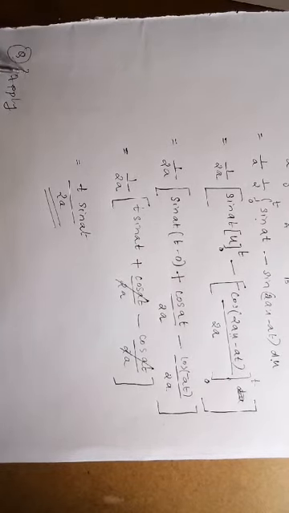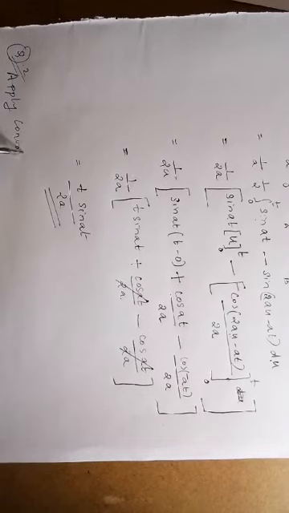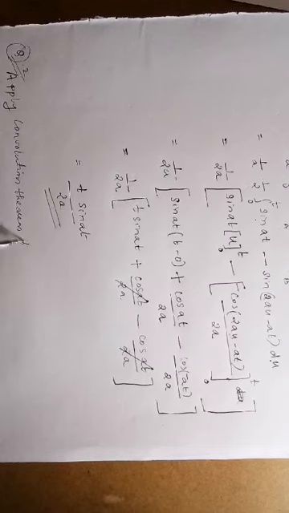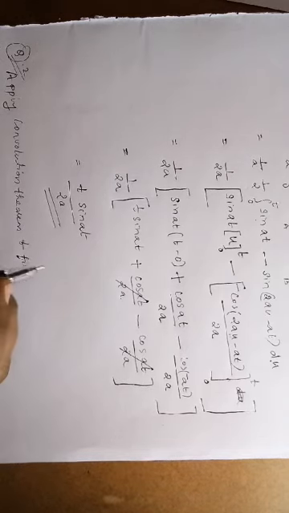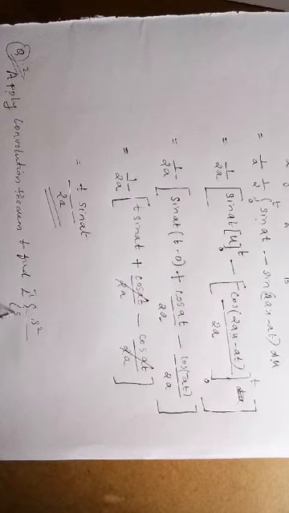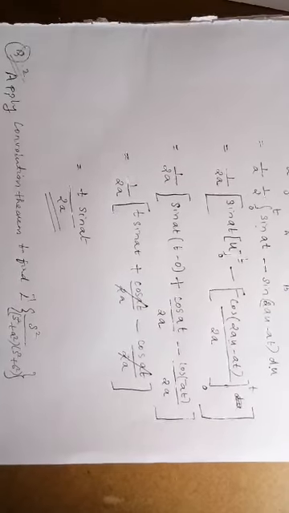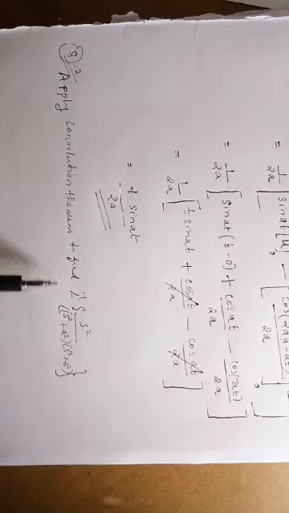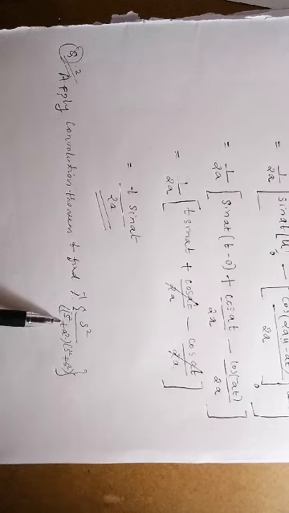Apply the convolution theorem to find the inverse of s square by s square plus a square into s square plus b square. So our question is, apply the convolution theorem to find the inverse of s square by s square plus a square into s square plus b square.